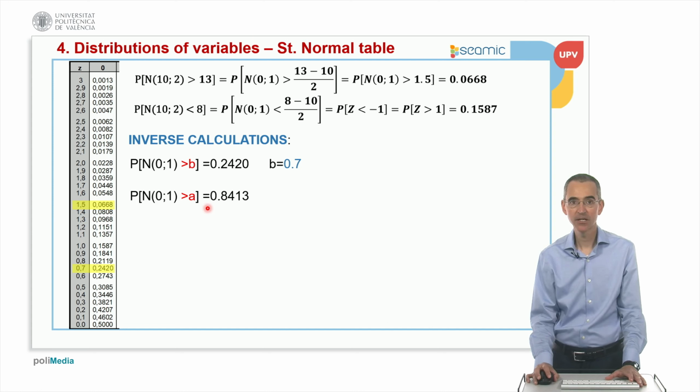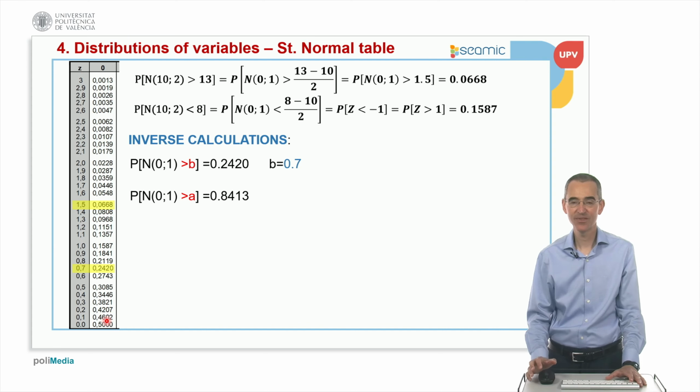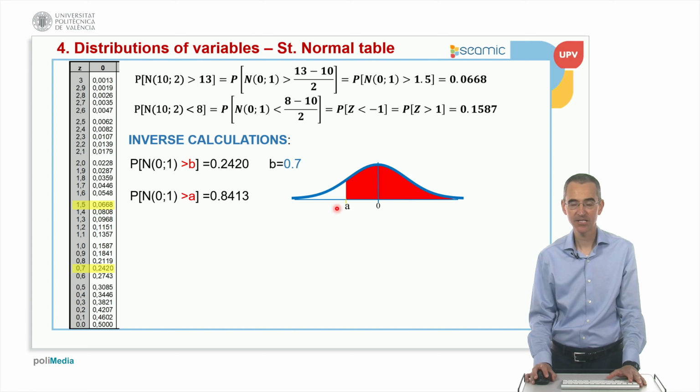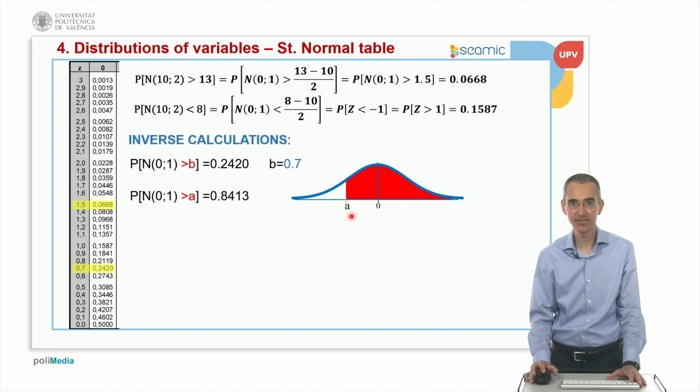Bigger than a value is 0.84. The problem here is that we cannot find this value inside a table because the maximum value is 0.5. So we have to think with logic. If I make a scheme or a picture of this standard normal distribution, as this value is bigger than 50%, it becomes that the value A that I have to find is negative. Just by making this picture, I have a very important piece of information.